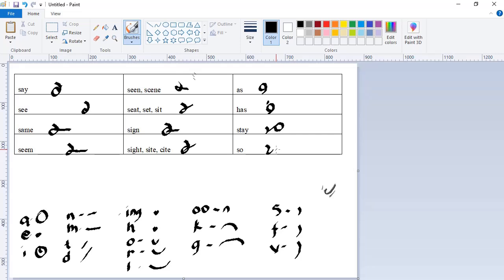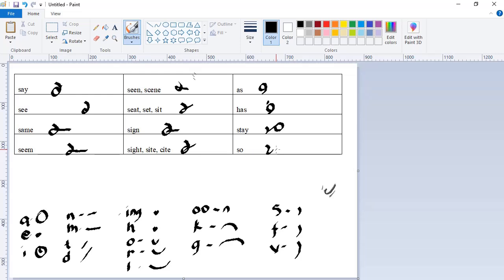Okay, so let's repeat. Say, we have S and A. Say. See, we have S and E. See. Same, we have S, A, M. Same. And then seam, we have S, E, M. Seam. Next, seen, we have S, E, N.